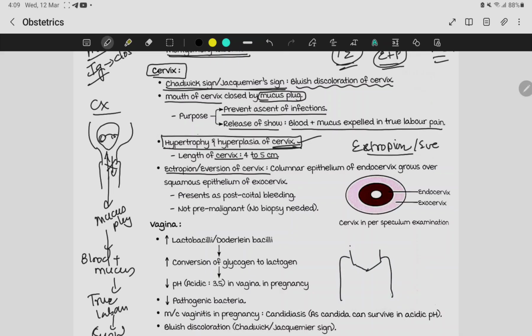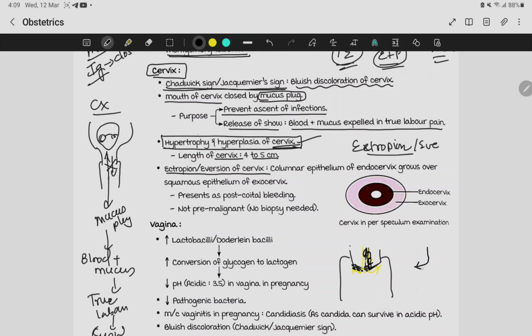We know that the cervix is divided into two parts. For example, if this is the cervix, this is the endocervix and this is the ectocervix. So what happens monthly? The endocervix gets converted into ectocervix. The cells migrate and undergo metaplasia. Here it is squamous, here it's columnar, right? So here we have the columnar epithelium, whereas here it's the squamous epithelium.